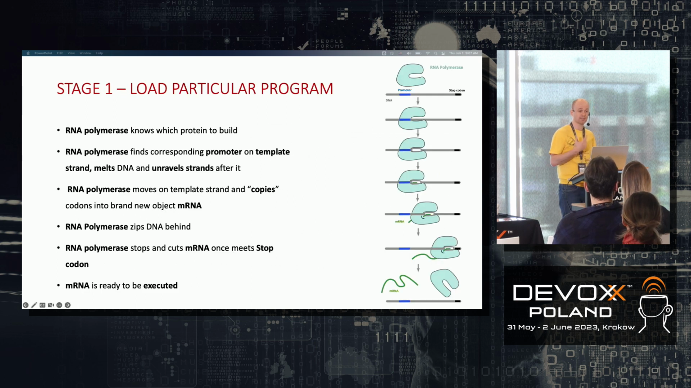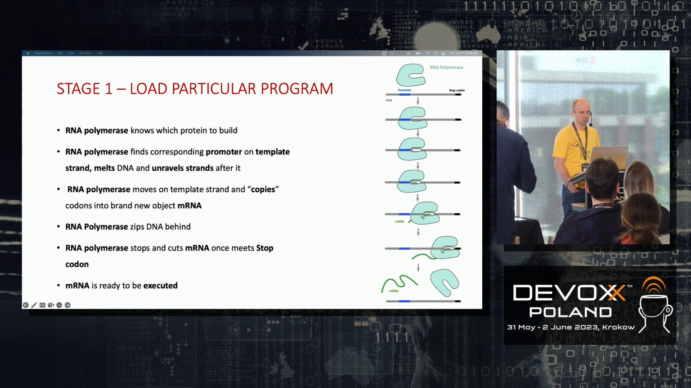All right, in order to execute something, you have to load something into memory. Nature had to invent an input-output processor called RNA polymerase. RNA polymerase knows which protein to build, and it uses the template, the only strand which contains information directly usable, because the backup strand also contains information, but it is inverted, so we cannot use it directly for reading. So only the template strand will be used by RNA polymerase to read information, to load our application into memory. What RNA polymerase does is quite simple work, and at the same time very complicated work. It finds the corresponding promoter on a template strand.